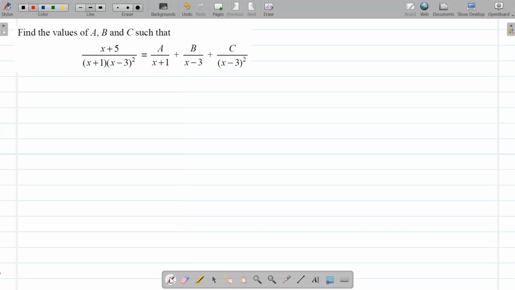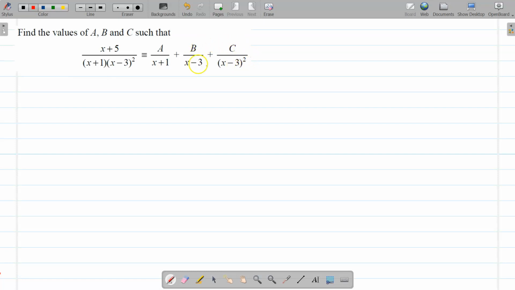Okay, and we notice first of all that we have an algebraic fraction with a repeated factor on the denominator of x minus 3. Because of that we have to split it into fractions where one is over x minus 3 and the next one is over x minus 3 all squared.